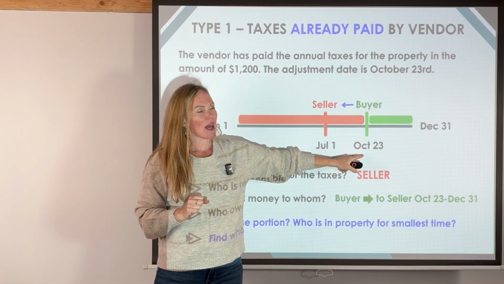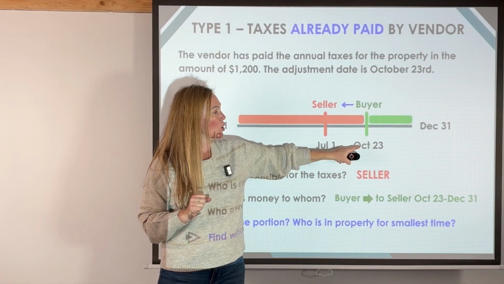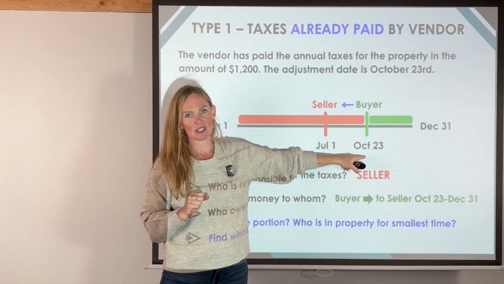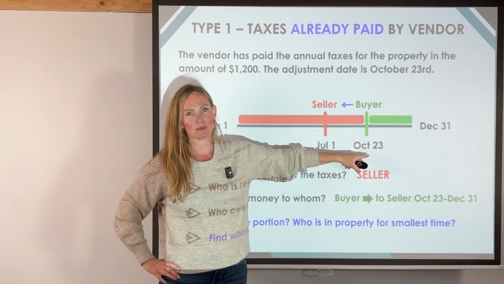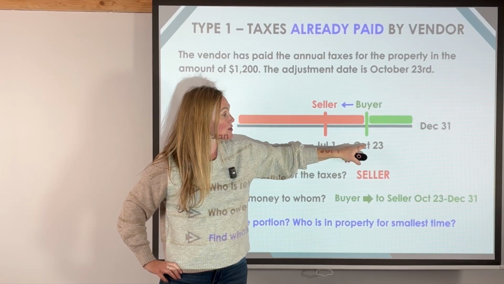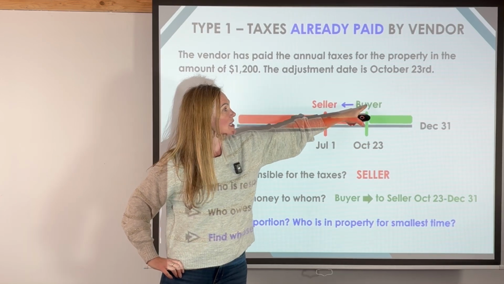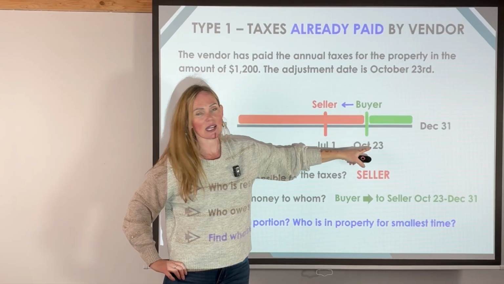But before we get to the math, I have another question for you. Who is responsible for the taxes for this specific date, for October 23rd? Who is responsible for this specific date? Is that a buyer or seller? It is the buyer because that is his adjustment date.